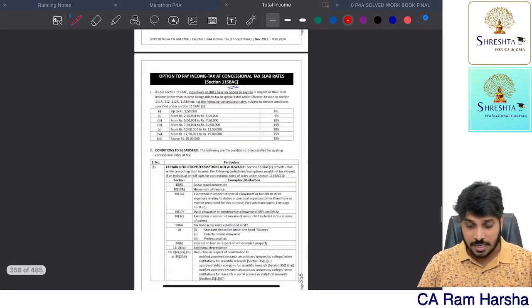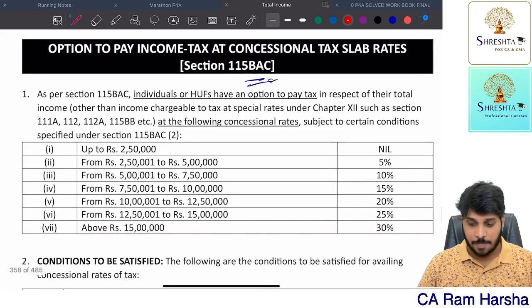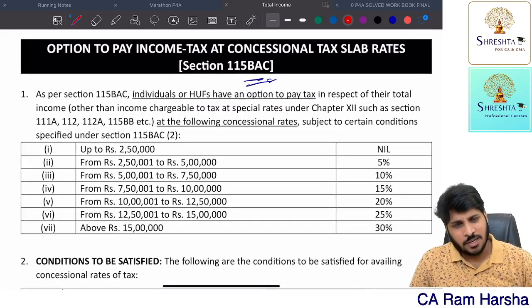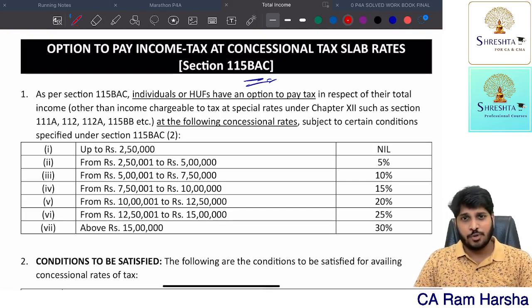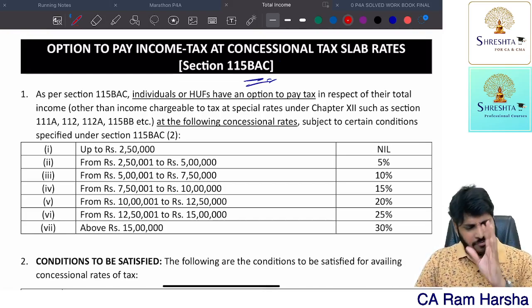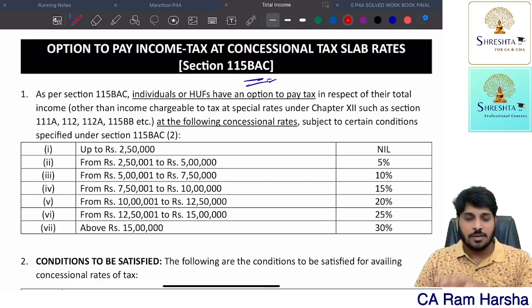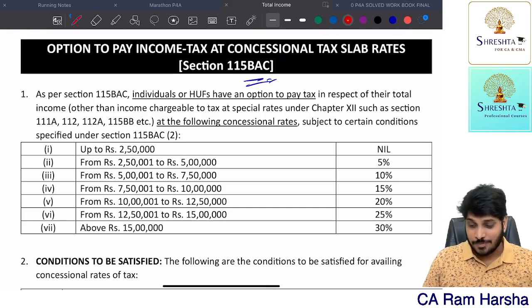So that's about alternate minimum tax. Now let's look at 115BAC. What is this 115BAC? Tell me, for an individual or HUF, what are the slab rates? Up to 2.5 lakh, 0. From 2.5 to 5 lakh, 5%. From 5 to 10 lakh, 20%. Beyond 10 lakh, what is the tax rate? 30%.